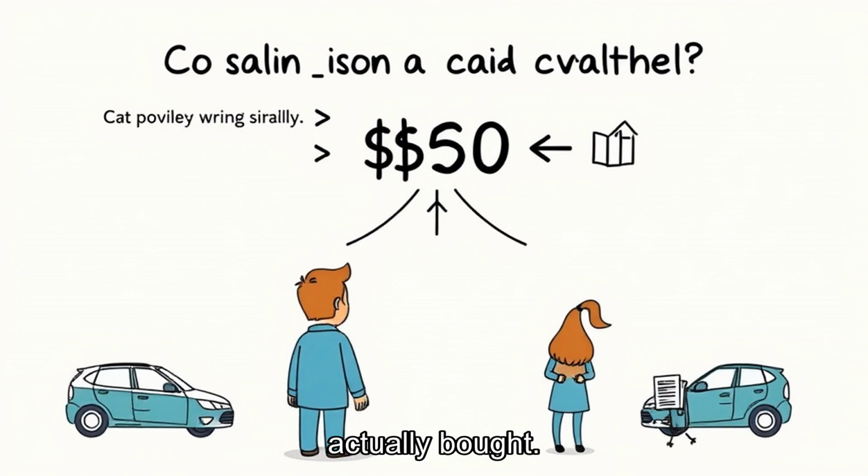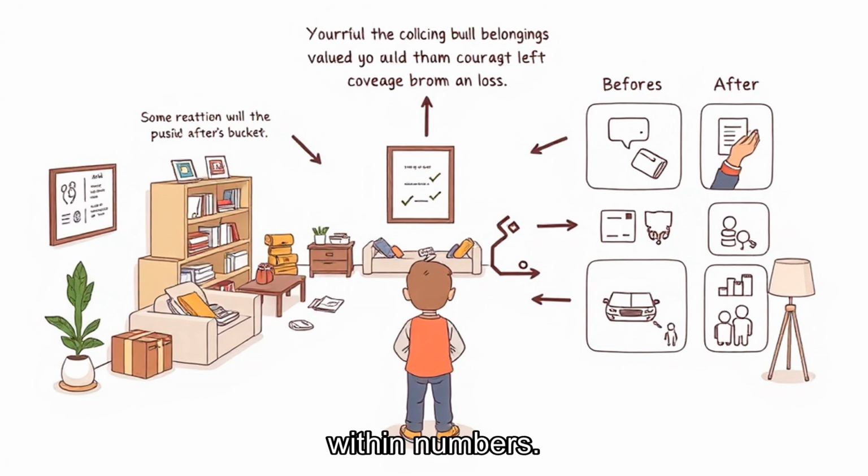After that, study the coverage limits. A limit is the maximum amount the insurer may pay for a covered claim. If your contents limit is too low, a major loss may leave you underinsured. If your liability limit is too low, a large claim can exceed your protection. A policy can be valid and still not be enough. Coverage exists within numbers. A simple example helps.